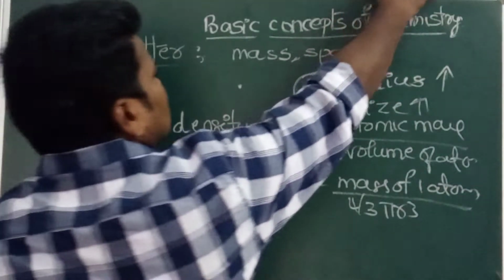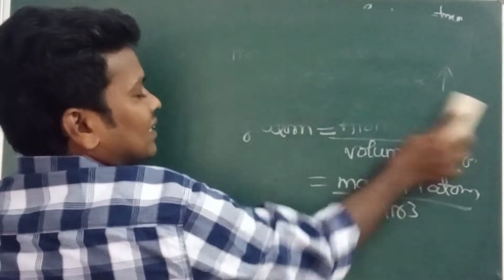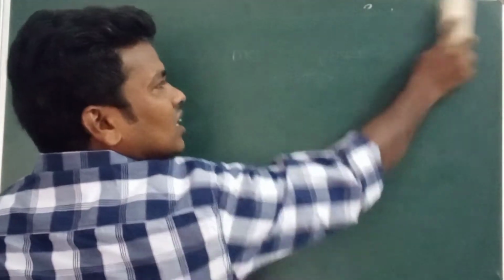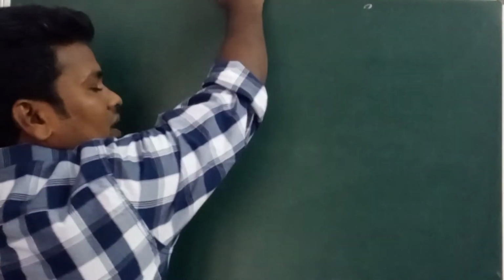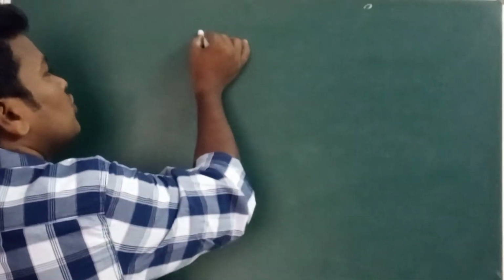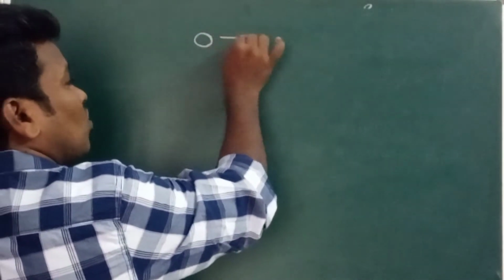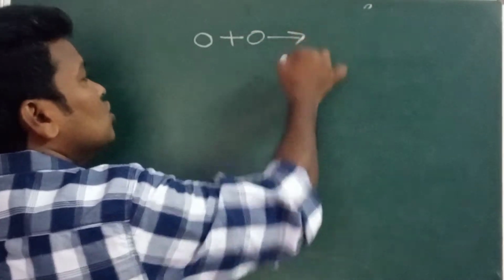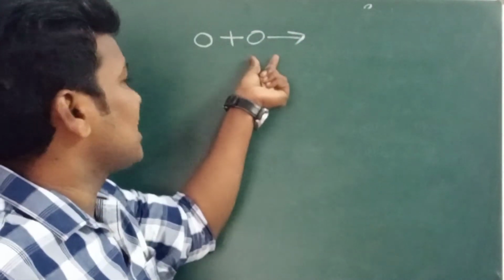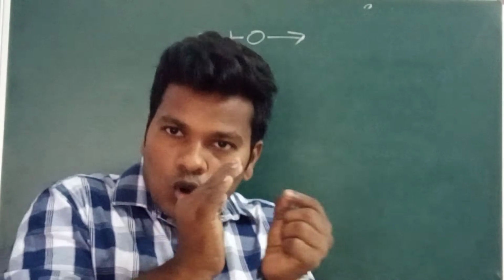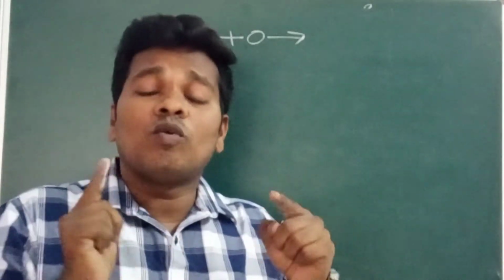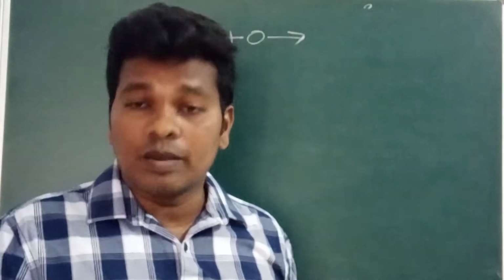So now you can see the constituent particle of matter. In matter, the smallest particle is what we call an atom, and atoms take part in chemical reactions. For example, one atom and another atom will combine. This is an oxygen atom, this is another oxygen. When they come close to each other, they combine. Why are they combining? To get stability.